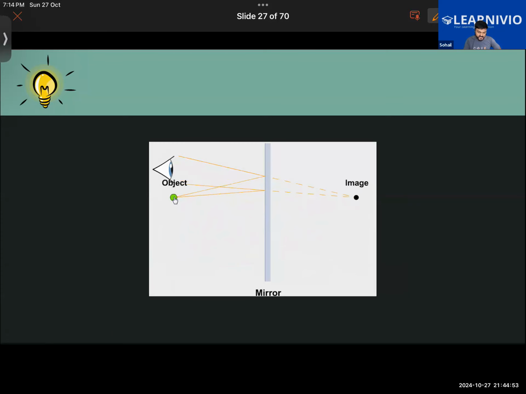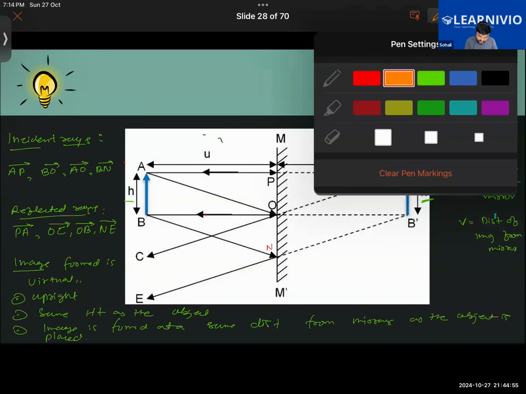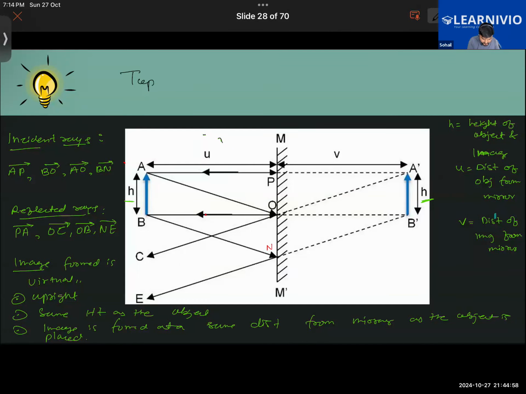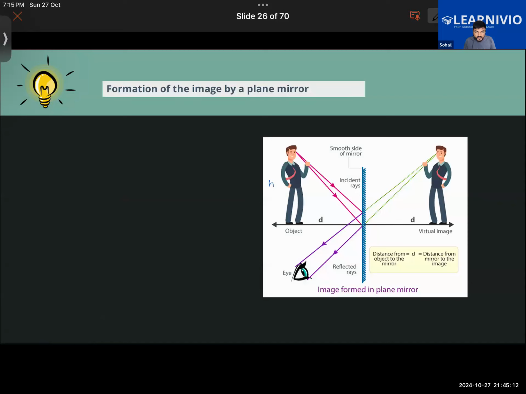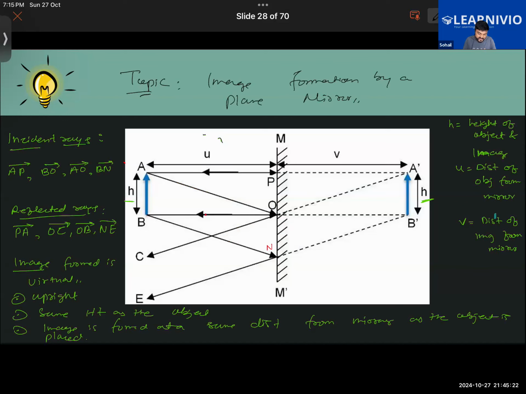Okay, now from here, the topic is image formation by a plane mirror. Yes, you guys tell me the different characteristics which we have learned so far. What are the important characteristics of the image formed by a plane mirror? Yes, both of you start one by one.